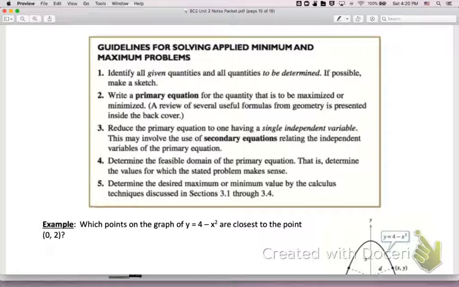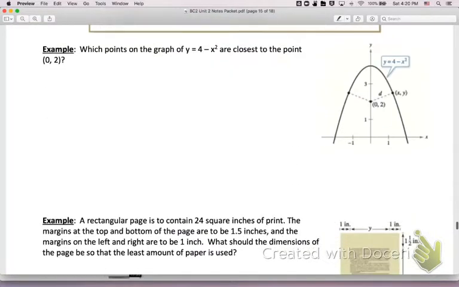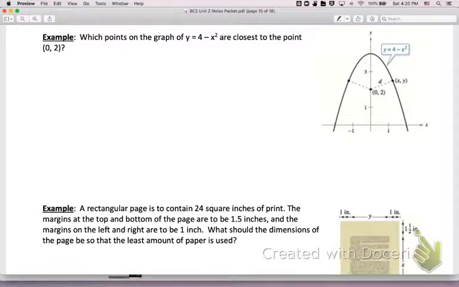Figure out what the domain of the primary equation is. Essentially, we're just saying, what are the values that make sense here? Negative values for area wouldn't make sense, so we wouldn't include those in our domain. And then using what we know about finding extrema, we're going to determine the solutions there. So we're going to look at just a couple of examples. I'm going to leave the rest for you to look up in the notes that are posted online.